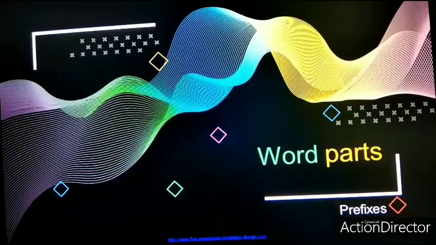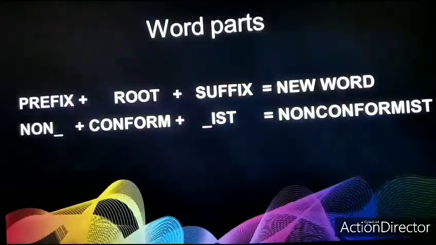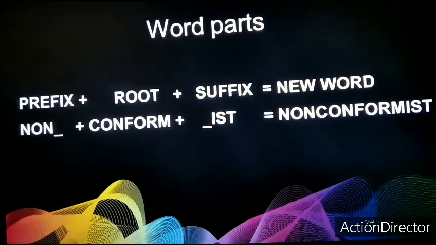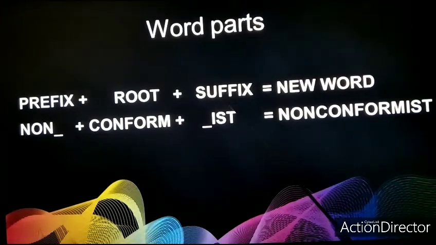Word parts, prefixes. Now, before we enter that topic, we need to know what the word parts are. Prefix, root, and suffix together gives us a new word. Those three are the word parts. For example, the prefix non, the root conform, and the suffix ist gives us nonconformist.